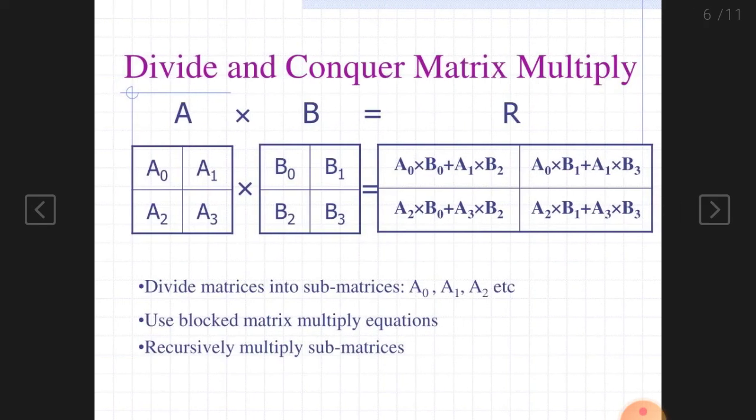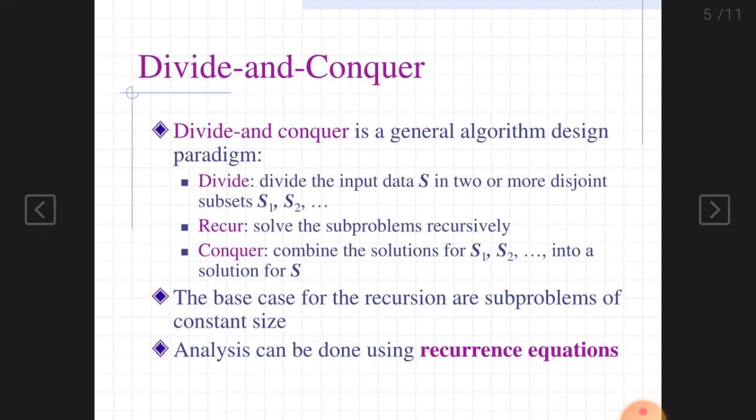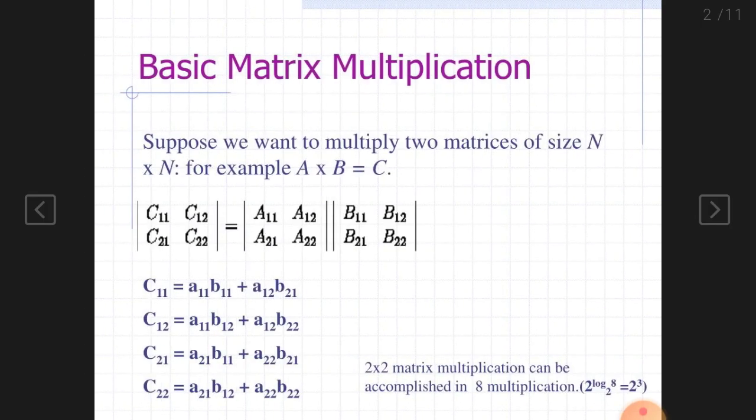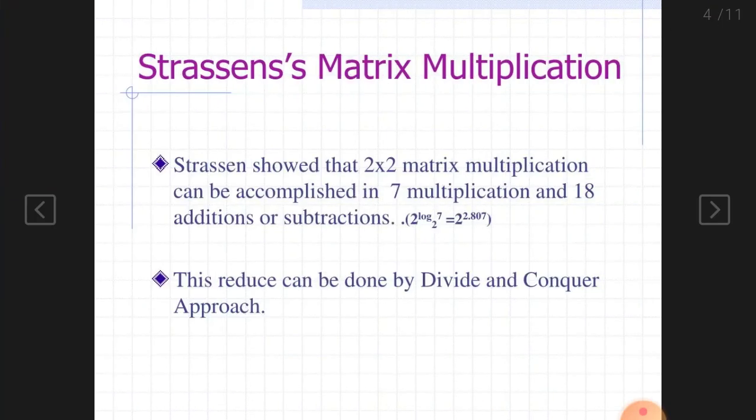So if you use the divide and conquer method for matrix multiplication, A and B are the matrices and that is the result as I discussed previously, and we divide the matrix into submatrices a0, a1, a2, a3 and b0, b1, b2, b3. Previously those were data, but here they are not data, they are matrices.